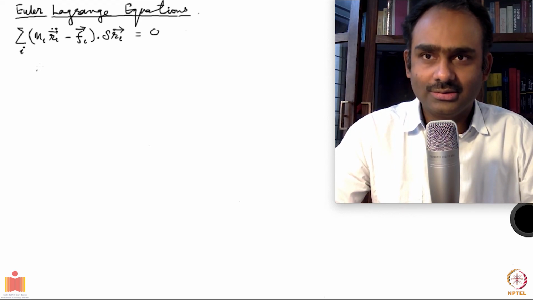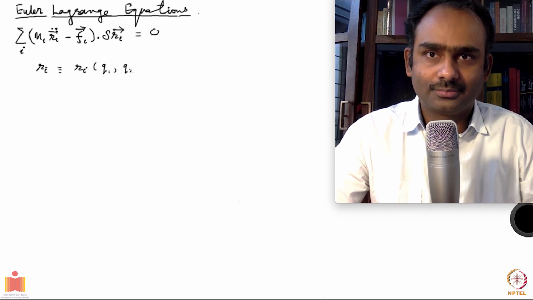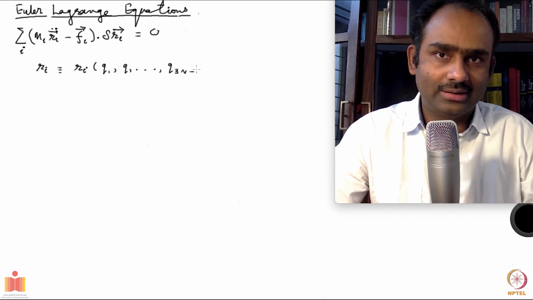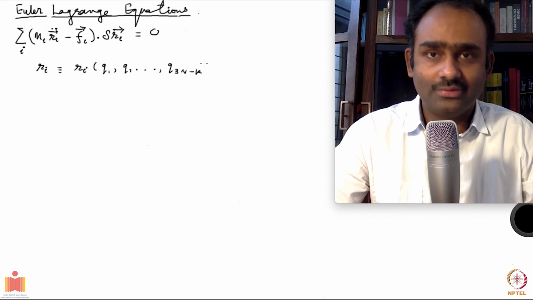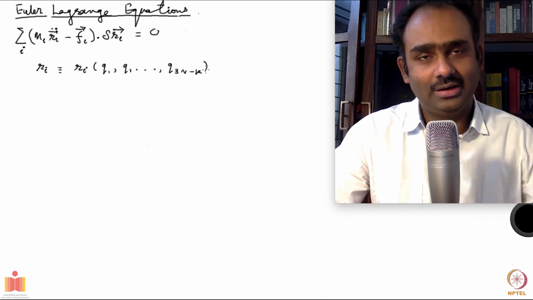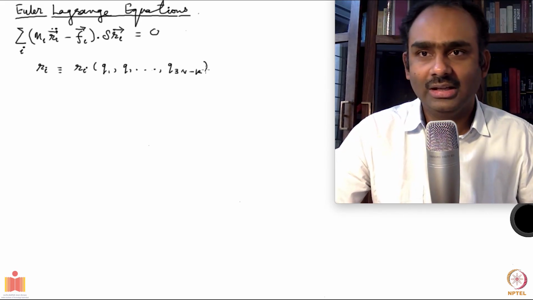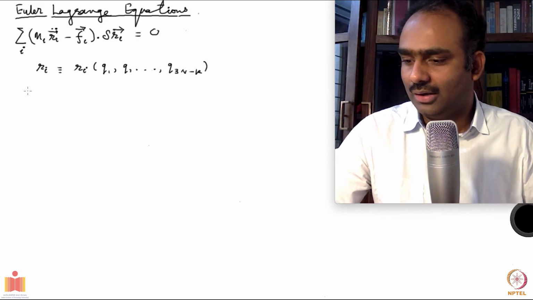is the relation. So I have ri, okay, they are functions of all the coordinates q's, and they are 3n minus k, where k is the total number of independent constraints. And we have already assumed that we have holonomic constraints, okay. That's good.